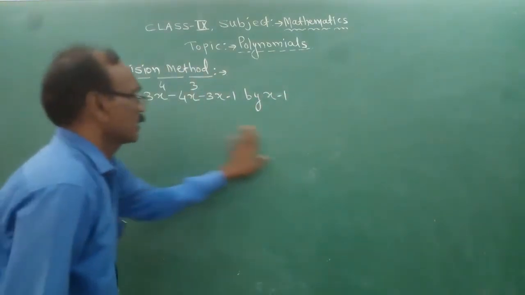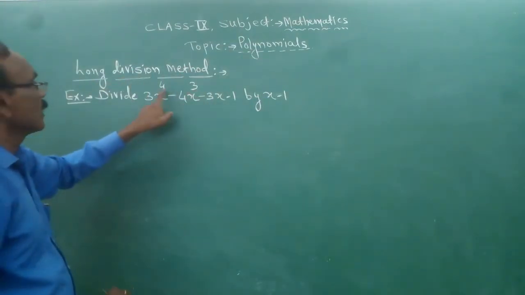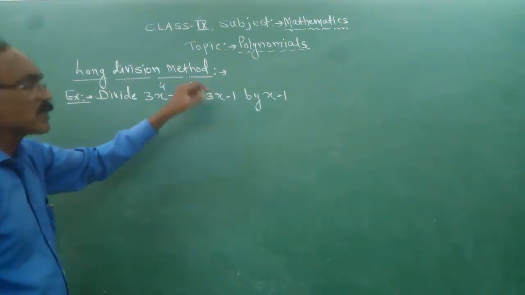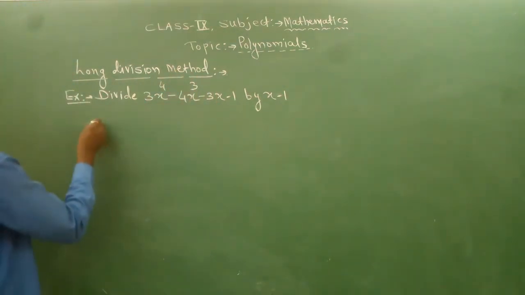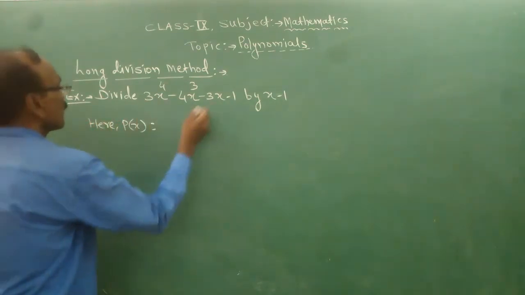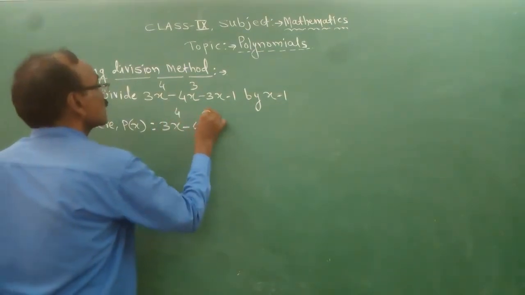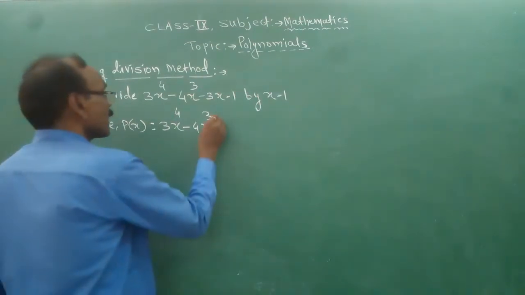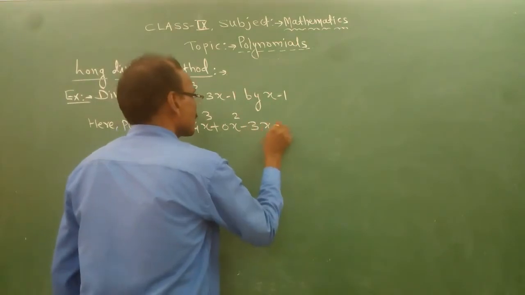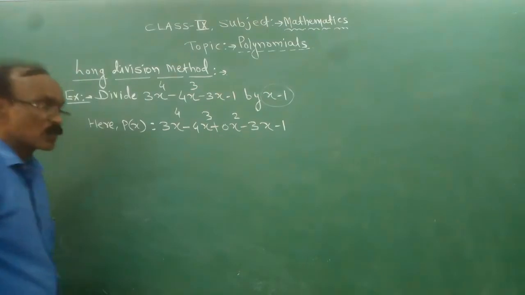Now let us divide this. First of all you check whether it is in descending order of power. X raised to the power 4 is there, x cube is there, x square term is not there. So write here p of x, this polynomial, 3x raised to the power 4 minus 4x cube, x square term is not there, so I can add 0 into x square, no problem, it will be 0. Then minus 3x minus 1. And I have to divide with this x minus 1.